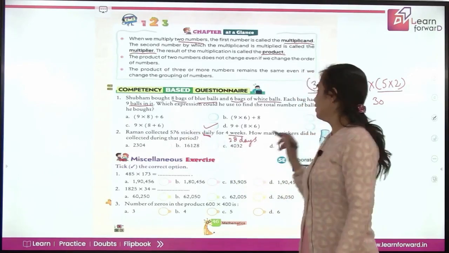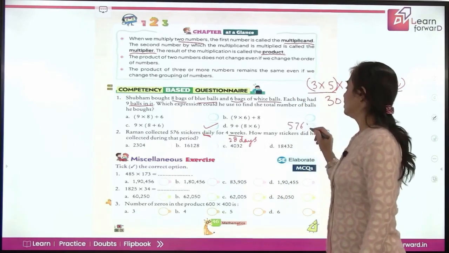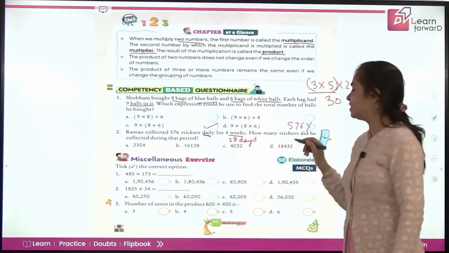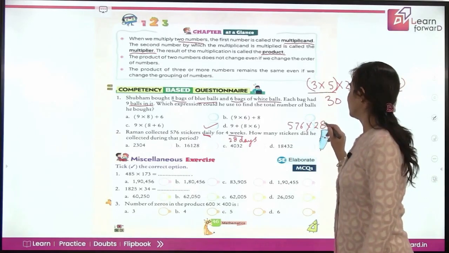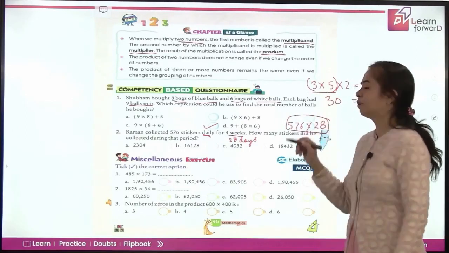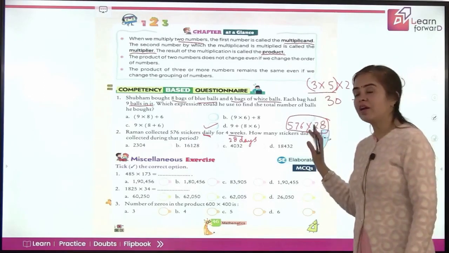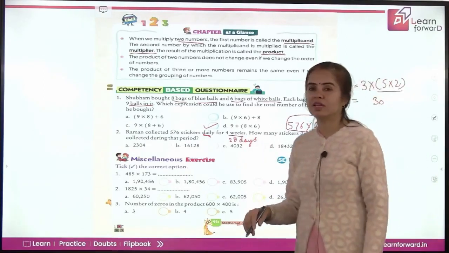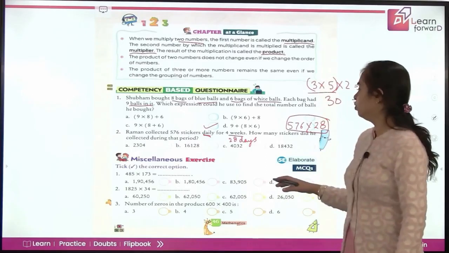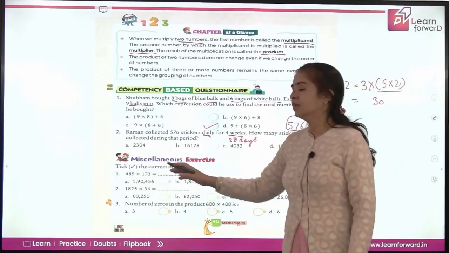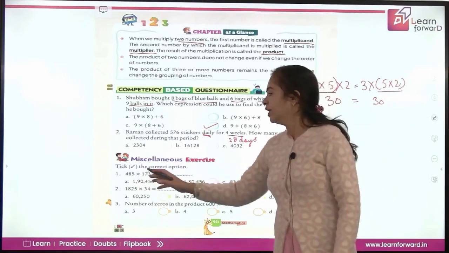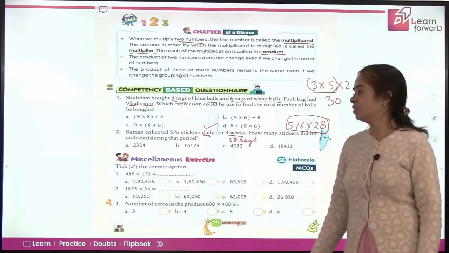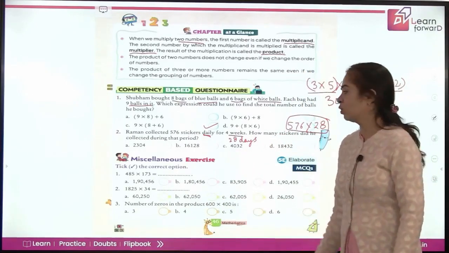Multiplication. 576 multiplied by 28. That's brilliant for all the students who are preparing for the competition. So find out the product and see what's the correct answer. Now moving to next, tick the correct option. 485 times 173. Multiply and check your answer.